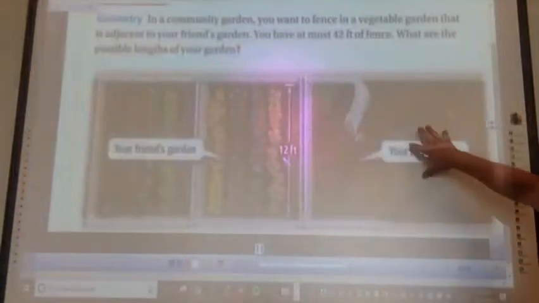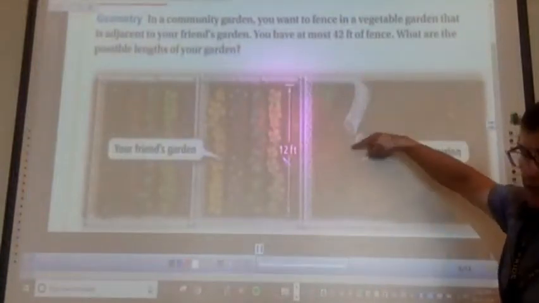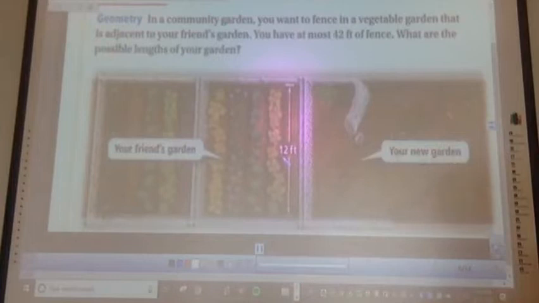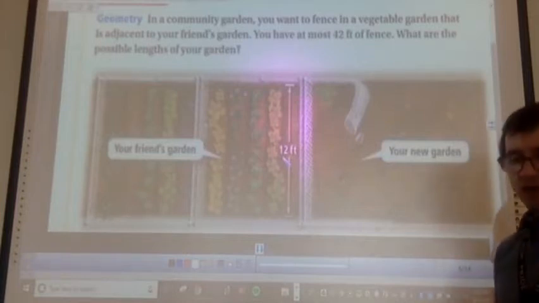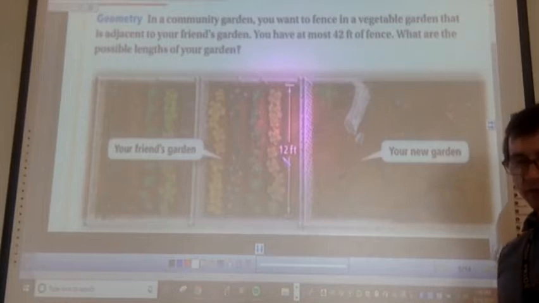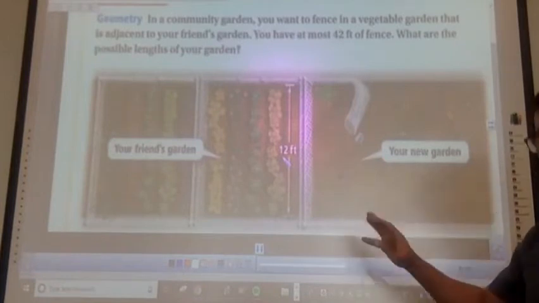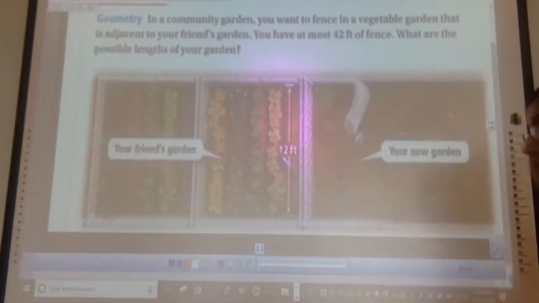So we want to fence this garden. You can see the fence is kind of done right here. You have at most 42 feet of fence. Shaking your heads, yes or no, can we have 43 feet of fence? No, right? So at most, that means it's got to be less than or equal to 42.